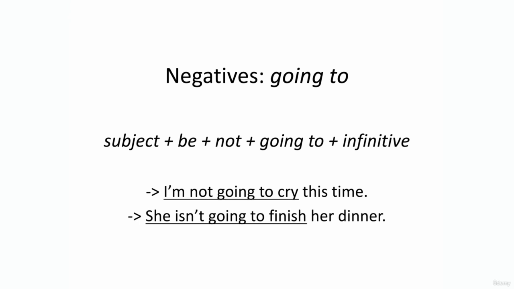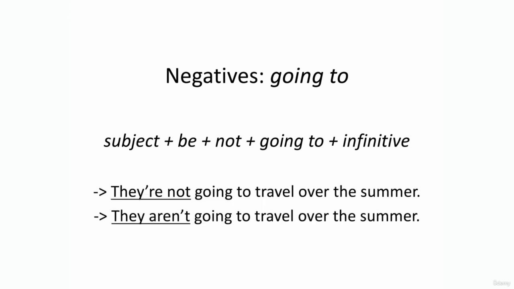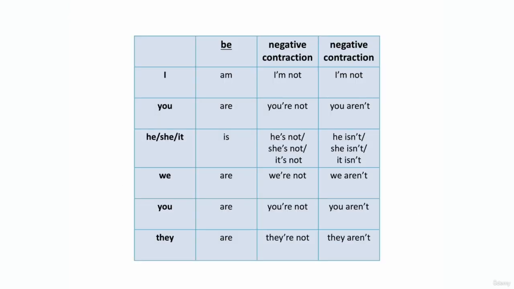If you remember our lesson on the present continuous, you will know that there are multiple ways to contract the subject with the auxiliary verb to be. For example, they're not going to travel over the summer. They aren't going to travel over the summer. Let's quickly remind ourselves of how to contract the verb to be in the present tense. I am, I'm not. You are, you're not. You aren't.